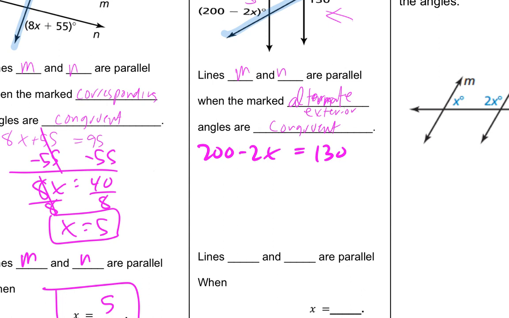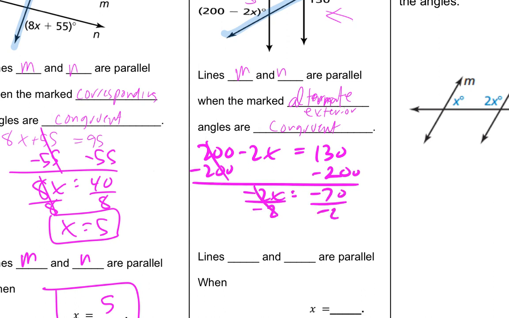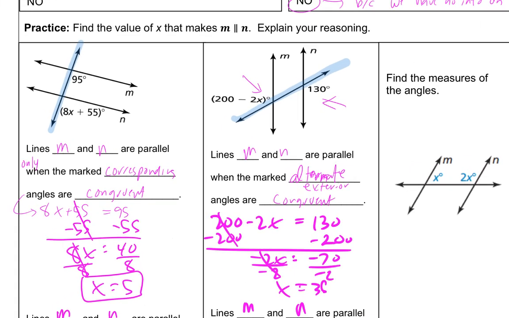So if that is 200, we want to move that to the other side, right? So we think, what's the opposite of 200? Negative 200, right? We're going to subtract 200 from each side, right? So that cancels out. So negative 2x equals negative 70, right? Then we'll divide both sides by negative 2, x equals 35. Okay, so that means lines M and N are parallel when x equals 35 degrees. If x does not equal 35 degrees, then those cannot be congruent.